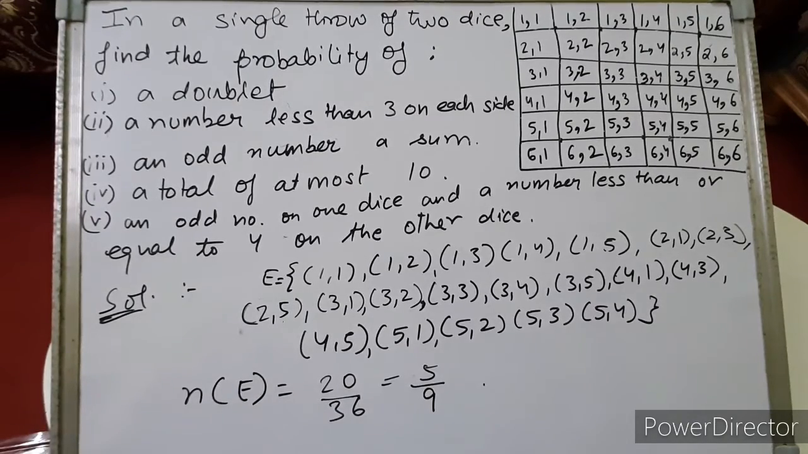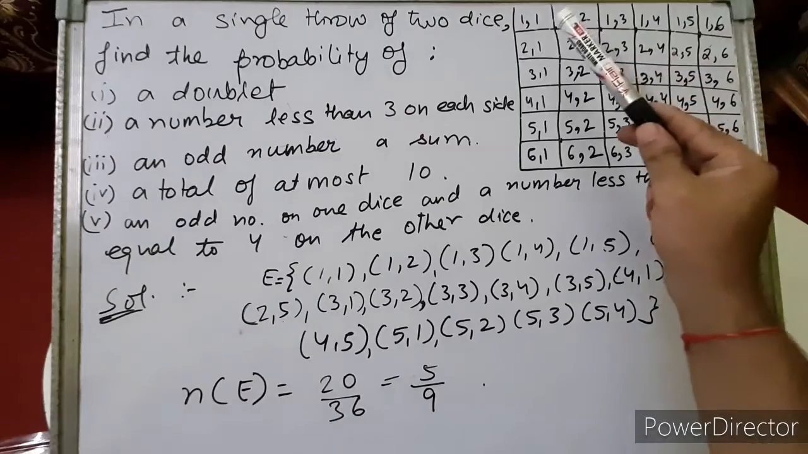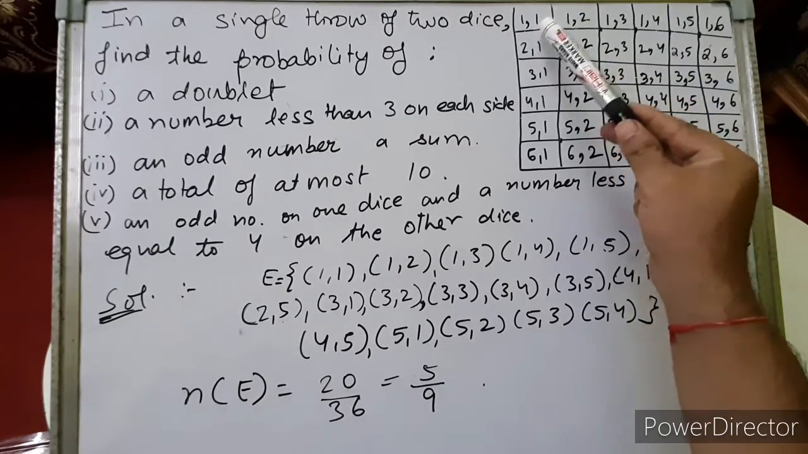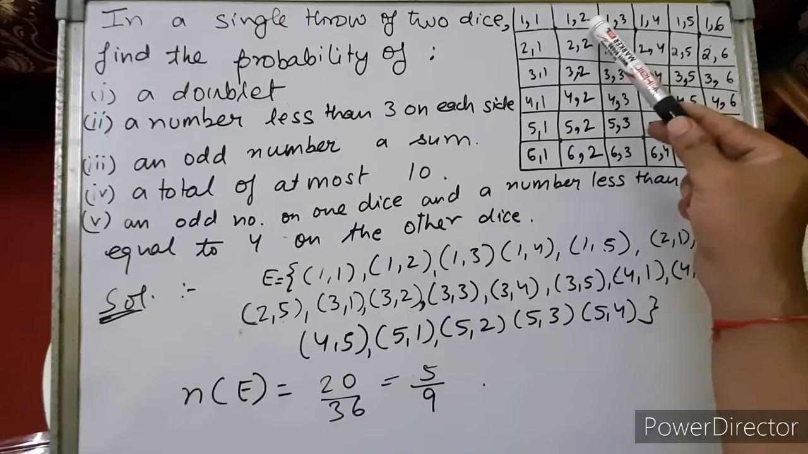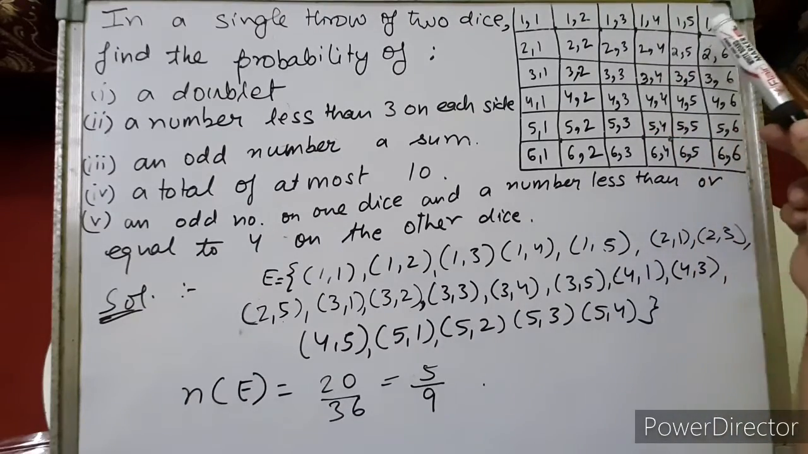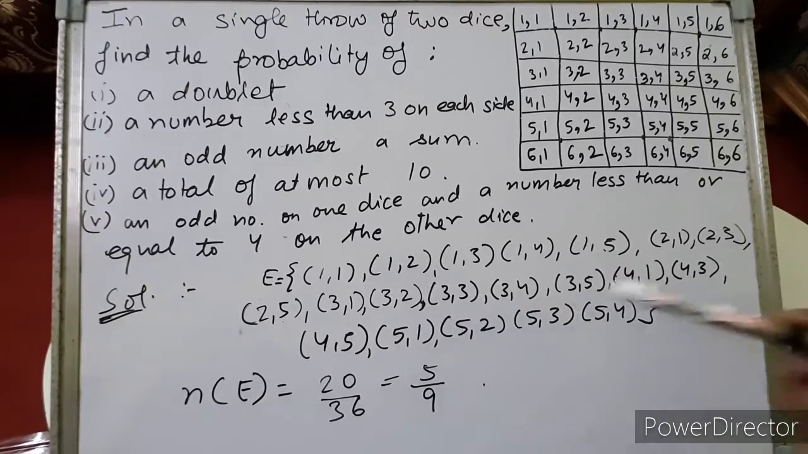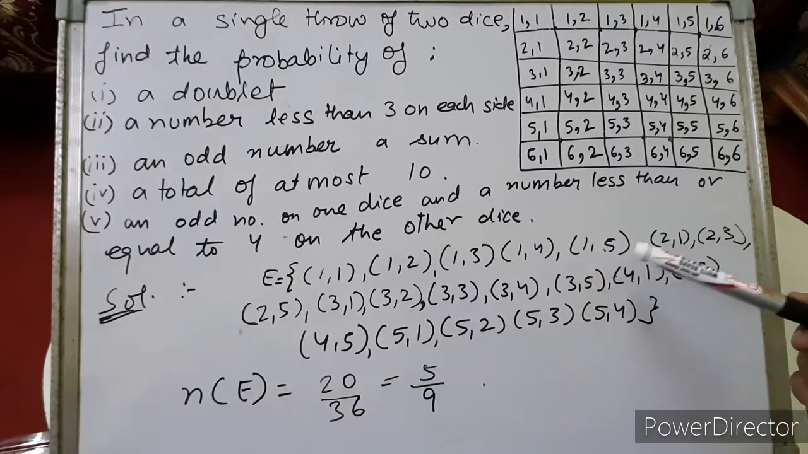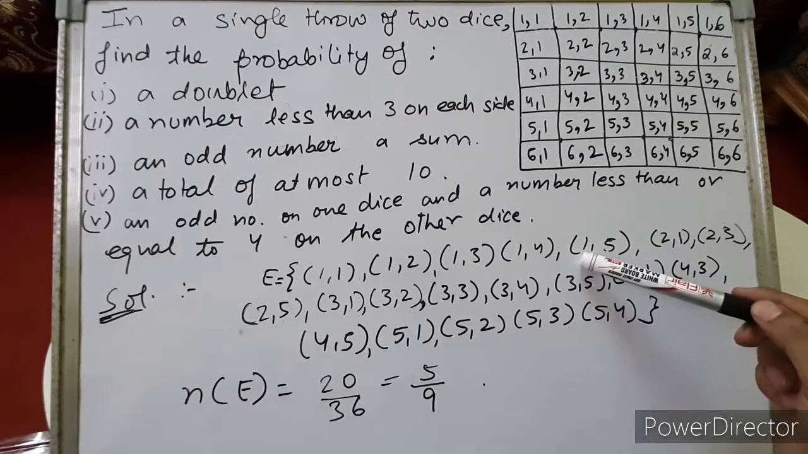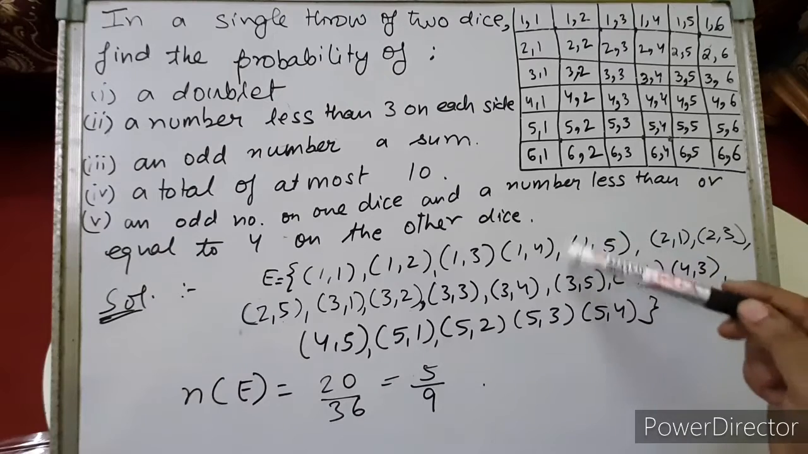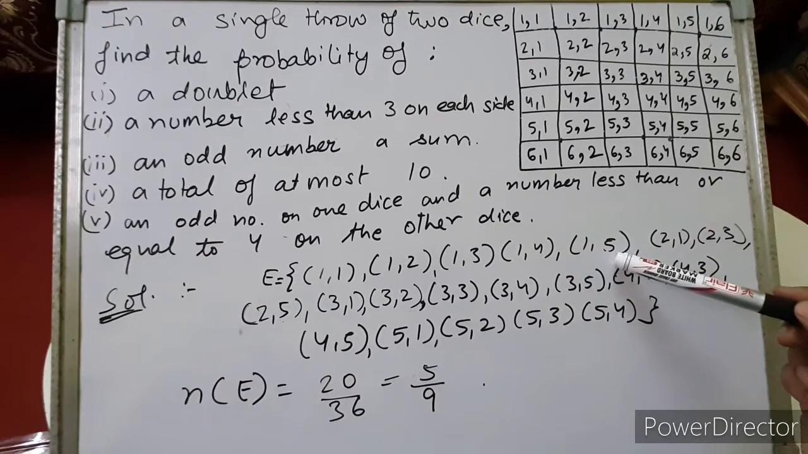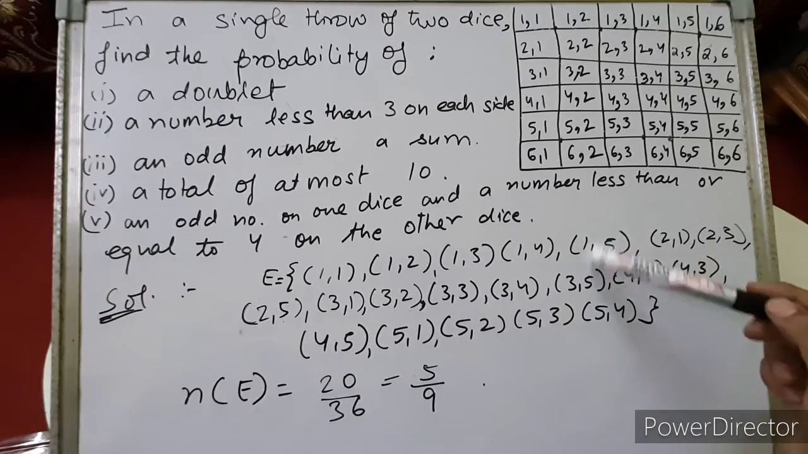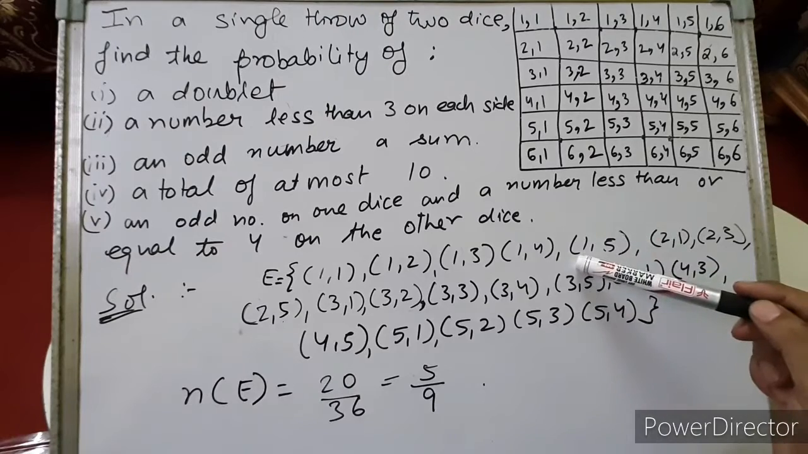Right, let's calculate how many events are in favor of this condition. 1 is an odd number, the other number is less than or equal to 4. So the favorable events I have calculated here: 1 1, 1 2, 1 3, 1 4, 1 5. See, in 1 5 this is the odd number and this number is less than or equal to 4. Don't think that this is an odd number, this number is greater than 4. The condition is an odd number on one die and a number less than or equal to 4 on the other die. So if an odd number is coming on one die, I am considering this as the odd number and the other number less than or equal to 4. Right?